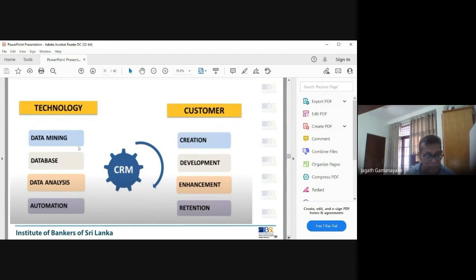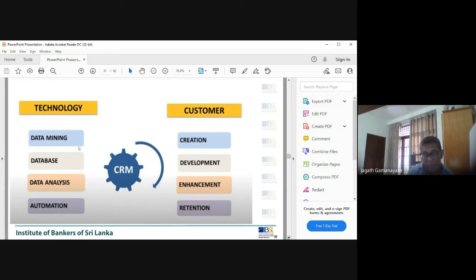Now if you look at data mining, I discussed the key capture of data from customers, right? Behavior and all these things we will try to analyze through data mining. Once you have all this information, you need to create a database, and every time you need information, it must be extracted from it. So they must create a database. Then the third one is data analysis.